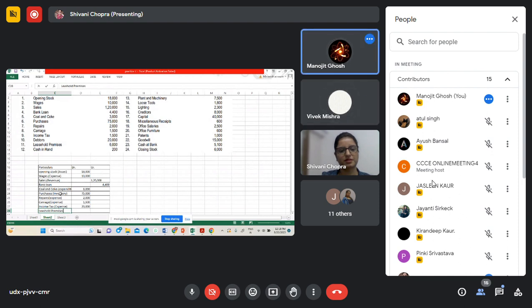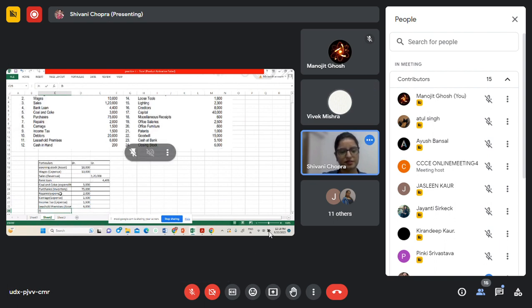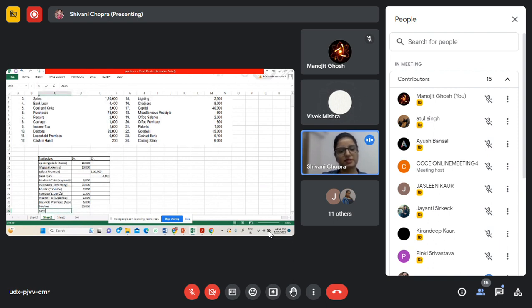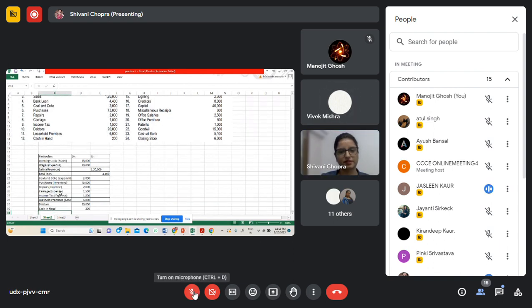and debtors. Debtors. After income tax, yeah, I'll add that. Thank you. So income tax is 1,500, right? Yes. Leasehold premises are 6,000. And now let's see debtors, 20,000. What are debtors? Asset. Okay, cash in hand, asset, 200. Debit side.